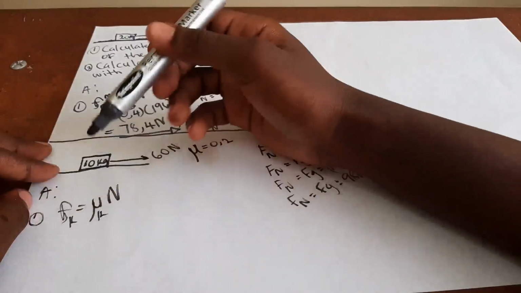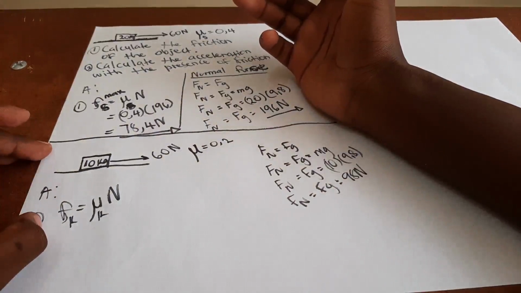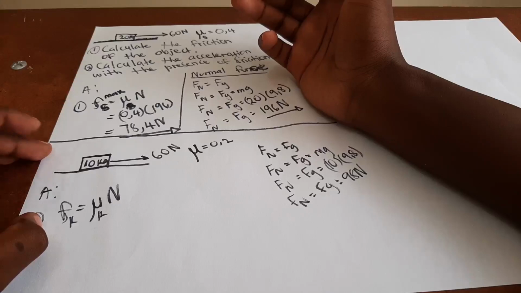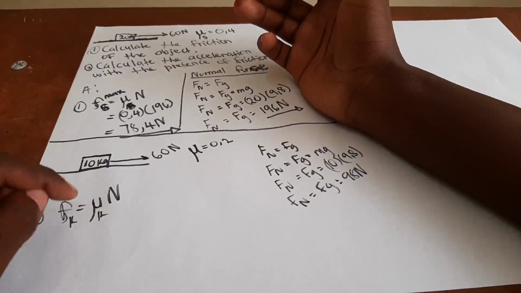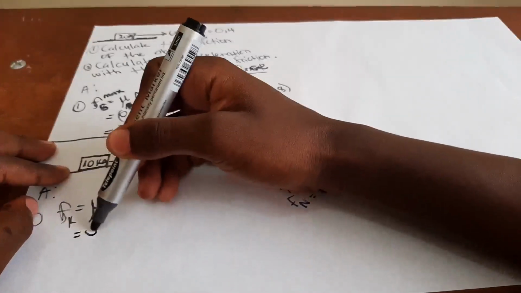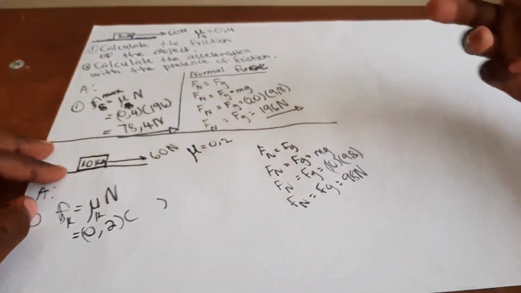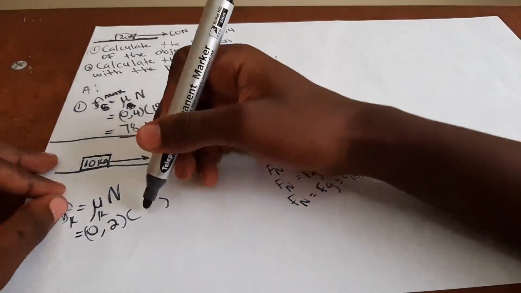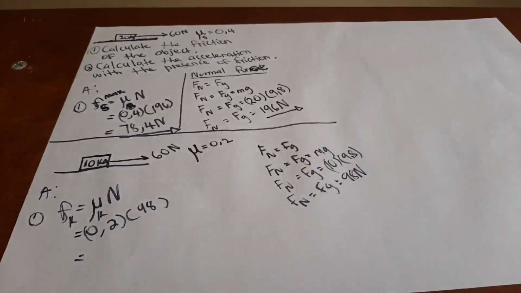To get our friction, we have to multiply 0,2 by 98, our normal force, okay? So let's multiply 0,2 by 98 newtons.